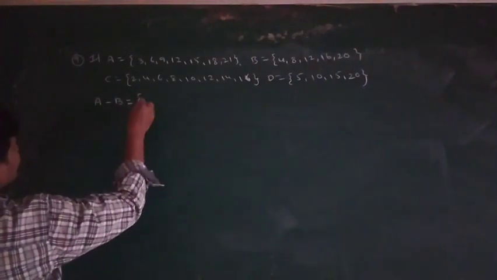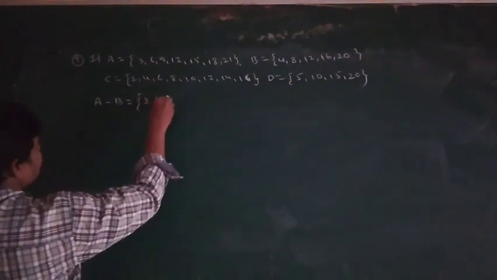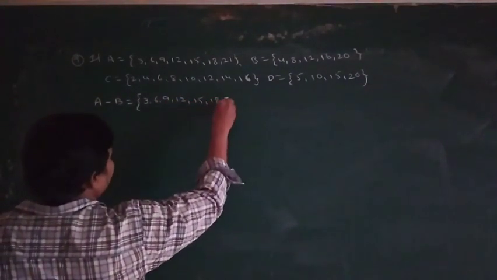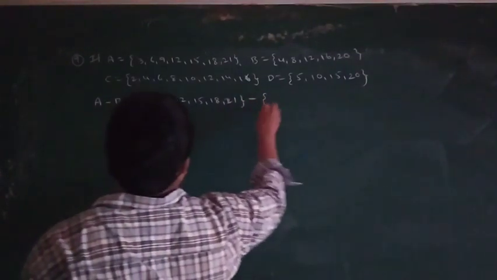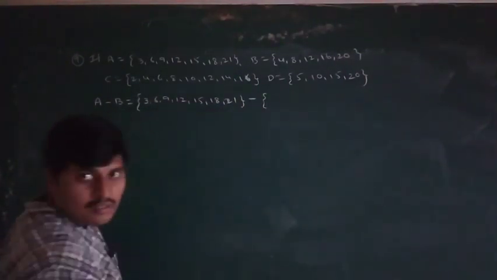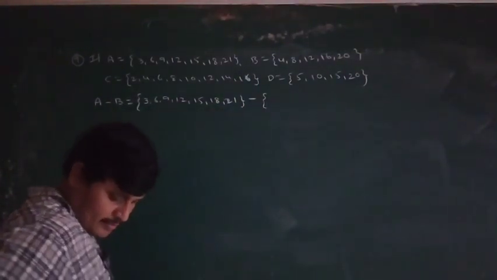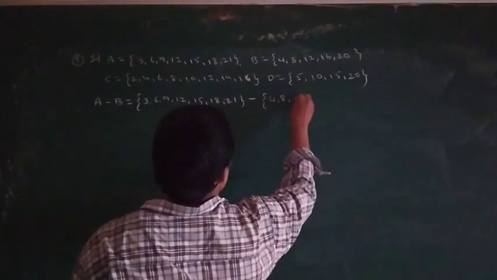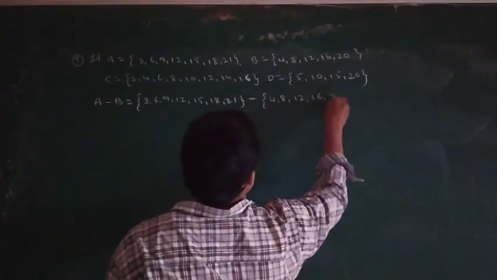A minus B. What is A? A is equal to 3, 6, 9, 12, 15, 18, 21. What is B? B is equal to 4, 8, 12, 16, 20.